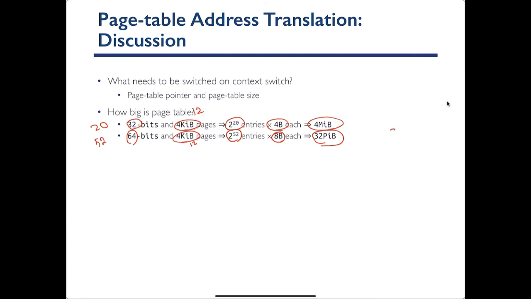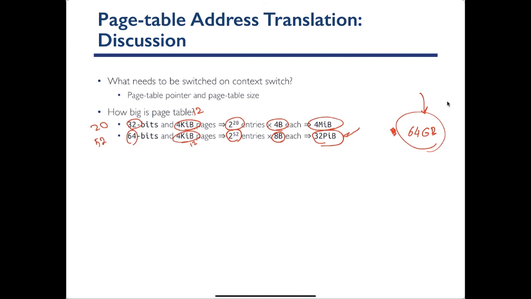So let's say you have 64 gigabytes of physical memory. The entire physical memory cannot fit a single page table because the size of the page table is 32 petabytes. So this shows us that this is not going to work, right? This is impractical. Having these huge page tables is not going to work.